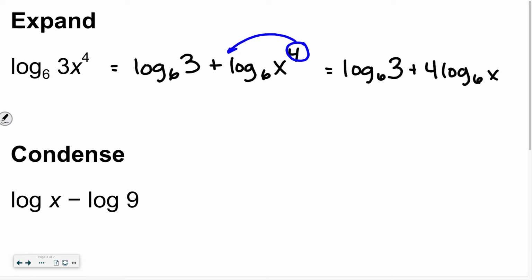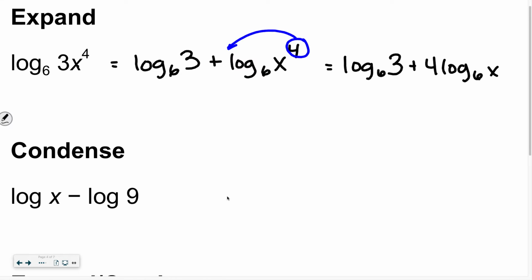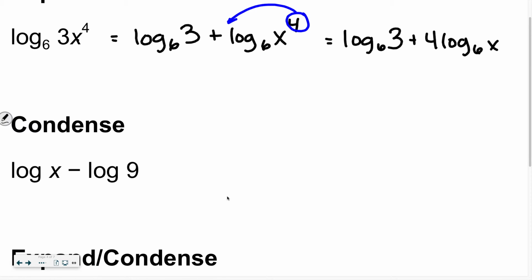Okay, let's condense. Log base x minus log base 9. Well, now I see 2 separate logs. Do the logs have the same base? Yes. Yes, so I can condense them. Do I see, look on the right side of the property, do you see addition, subtraction, or multiplication in front of a log? You see subtraction, so that condenses back to division. So this will be log of, which one goes on the top? X, because it's positive, and what goes in the bottom?